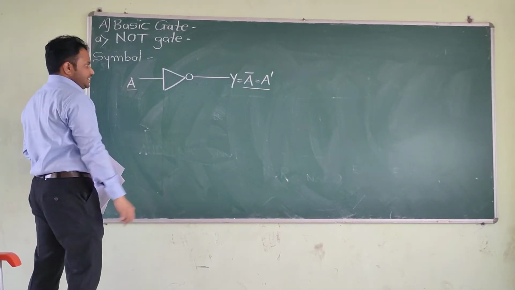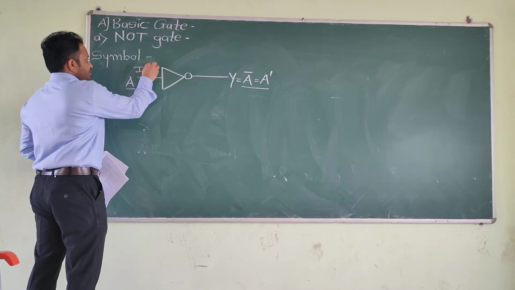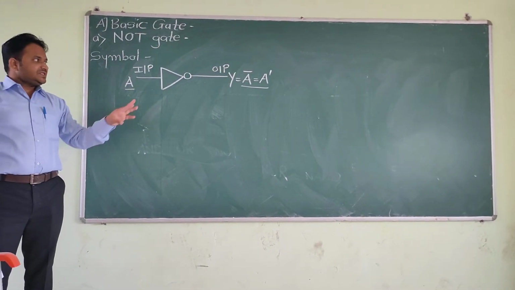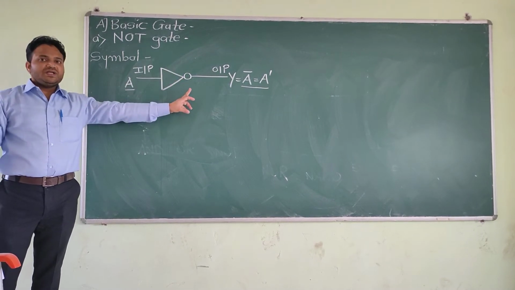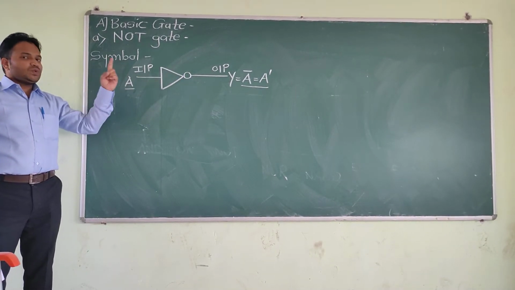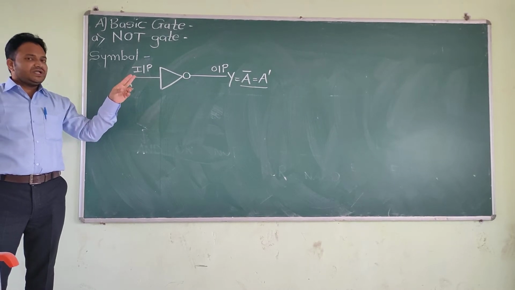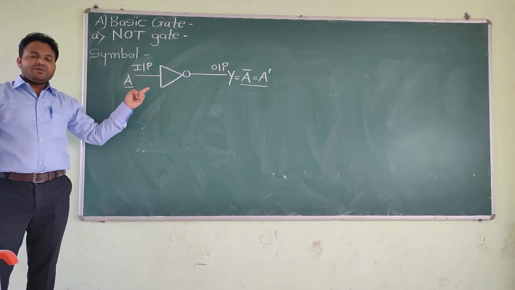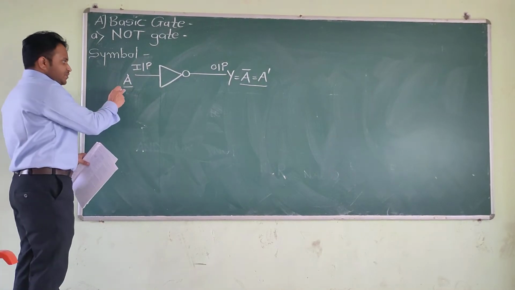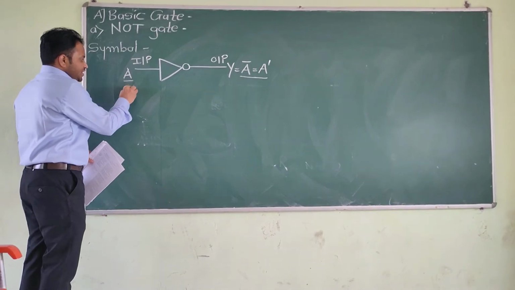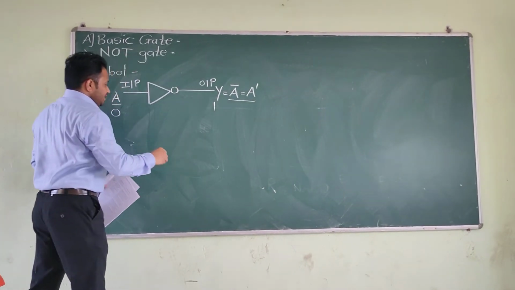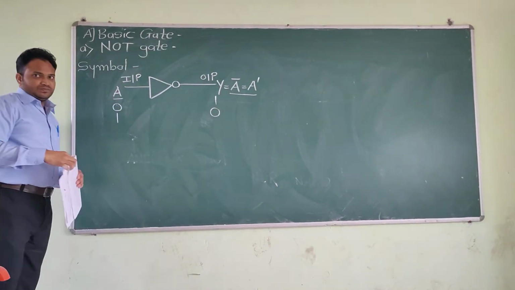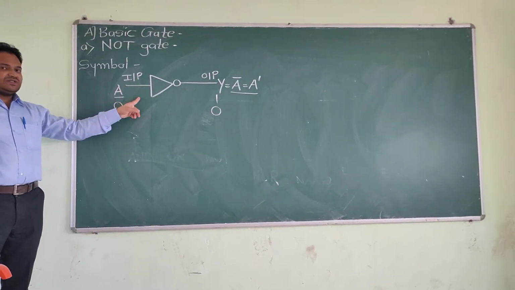This is A as an input. So we can write it like this: input and output. This is the only gate which has only one input and only one output. In this case, it has only one input and has only one output. Its input and output are complements of each other. Meaning, if suppose A takes the value 0, then its output will be 1. If A takes the value 1, its output must be 0. So this is the theory associated with this gate.